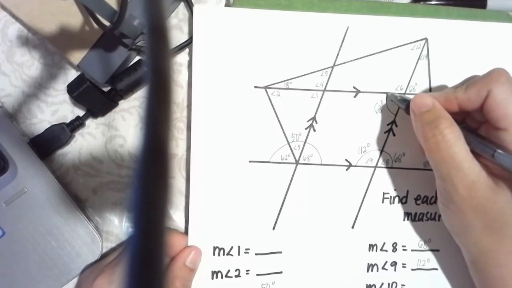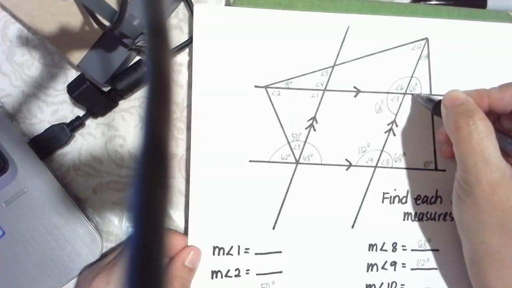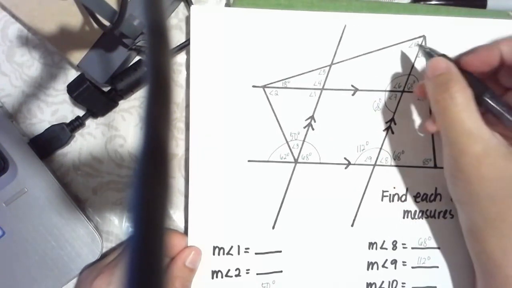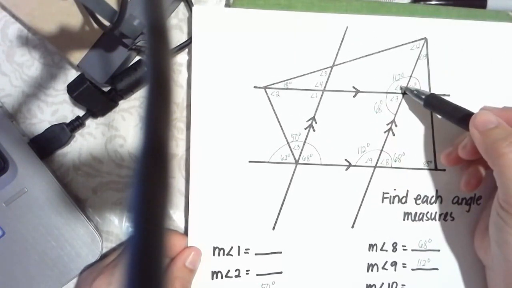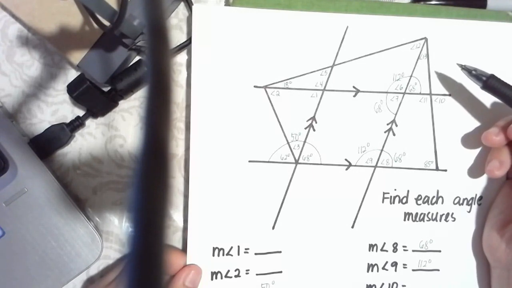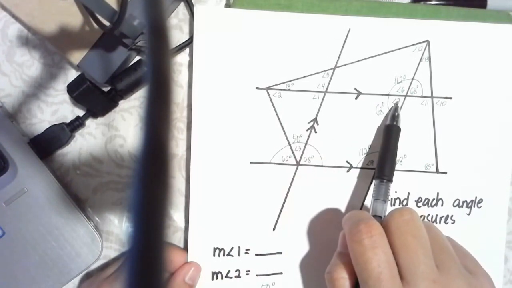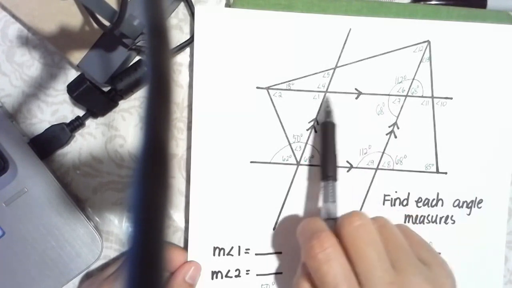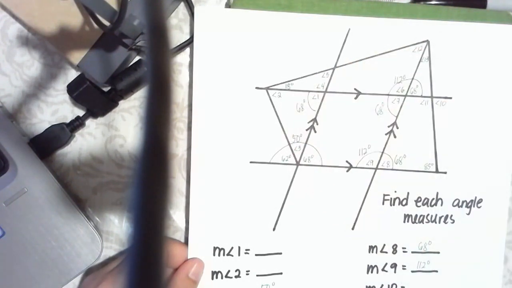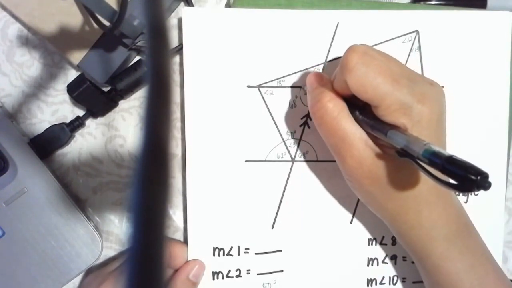Now, if angle 6 and angle 7, which is 68, form a linear pair and they are supplementary to each other, 68 should be subtracted from 180, which will give us 112. Or we can say that angle 6 and angle 9 are corresponding angles. That's why angle 6 is 112. Now, we can also say that angle 7 and angle 1 are corresponding angles, which means that angle 1 is also 68 degrees. And angle 6 and angle 4 is also 112 degrees.